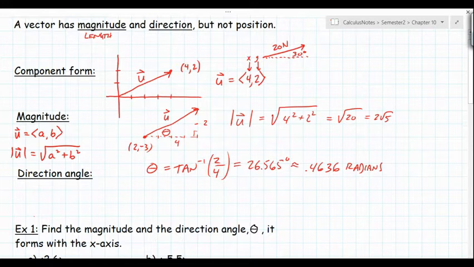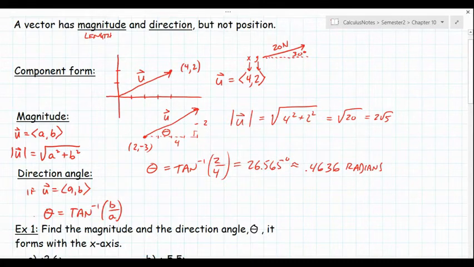Okay, in general, the direction angle is the inverse tangent of the y value over the x value. So b over a, if we have a vector u equal to a, b again, then its angle is the inverse tangent of b over a. Now that's if the vector's in quadrant 1 or 4.